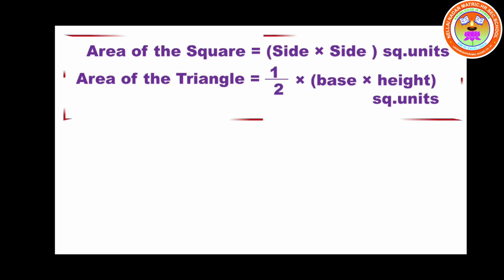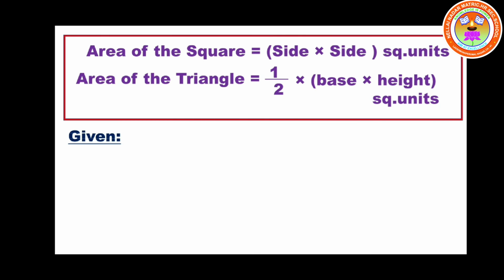Okay, now given side is equal to 3 centimeter. Okay, so base is equal to, for the triangle the base is now 3 centimeter and the height is now 4 centimeter. Okay, now let us observe the diagram. So let us see how many triangles are there in the diagram. So 1, 2, 3, 4. Okay, there are 4 triangles.